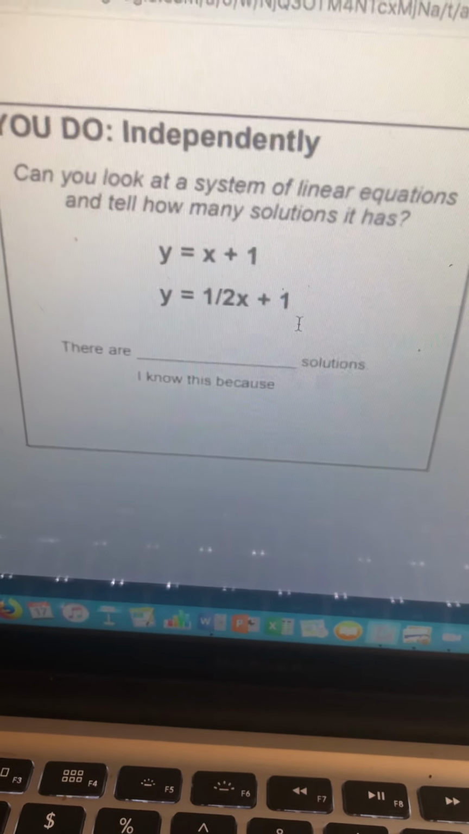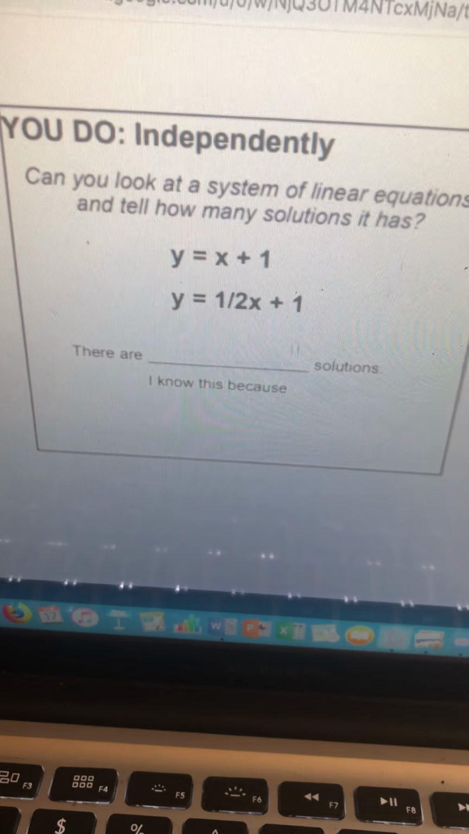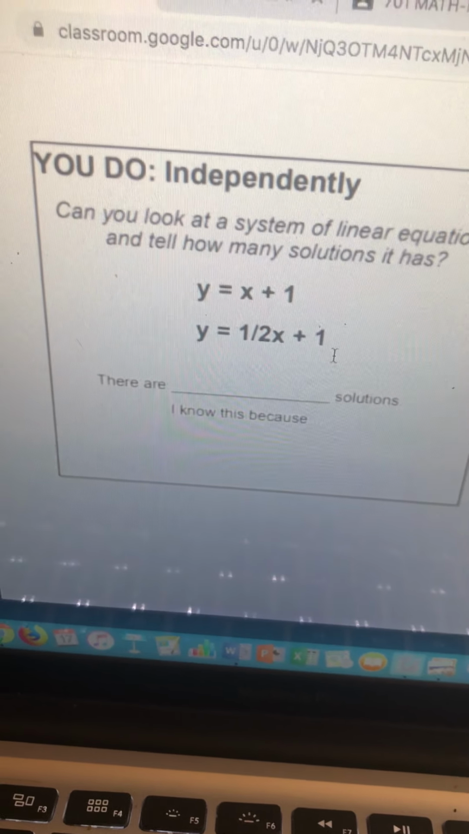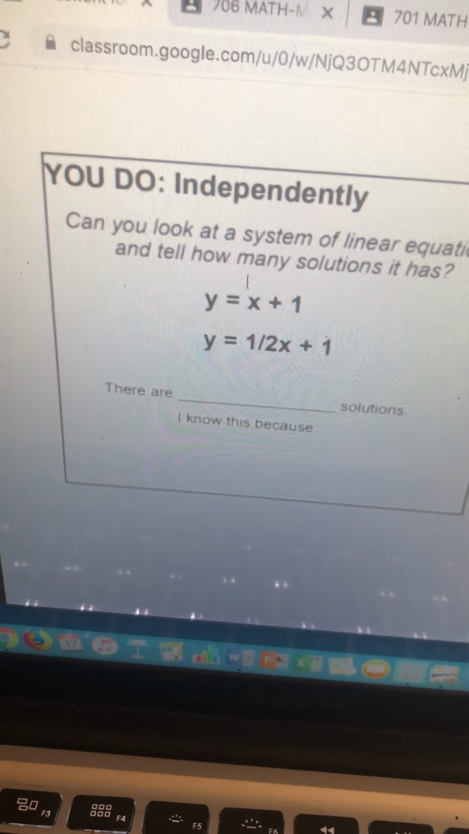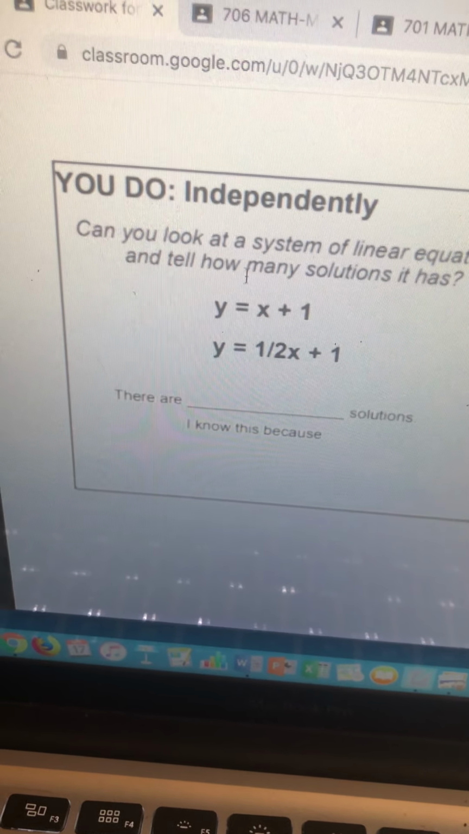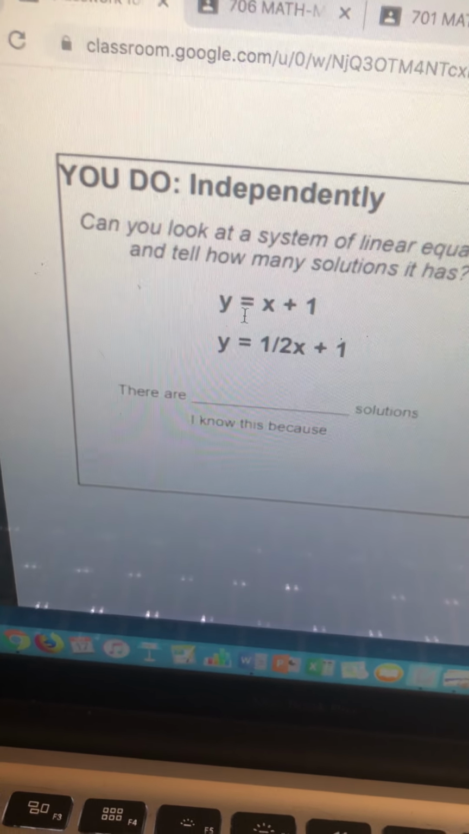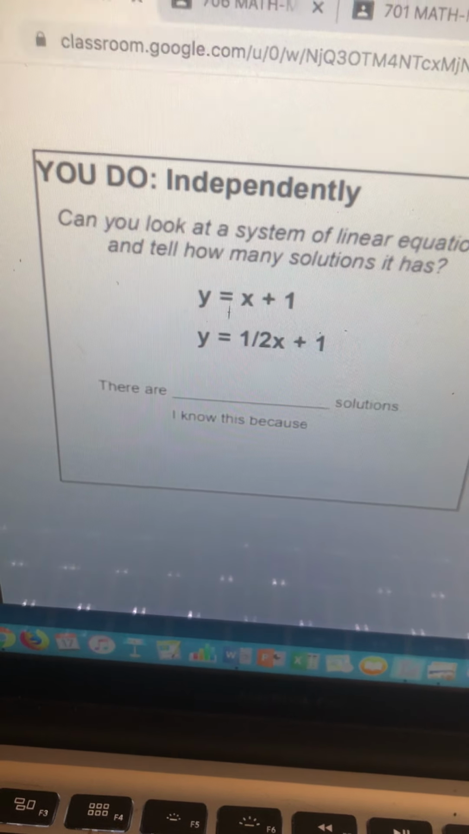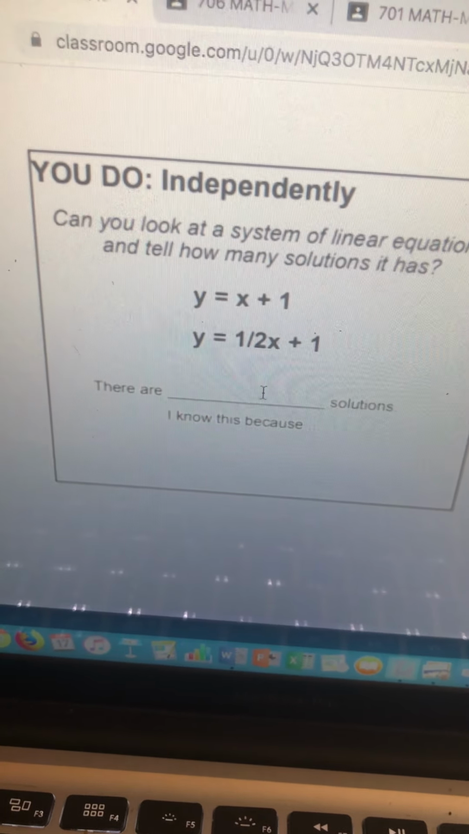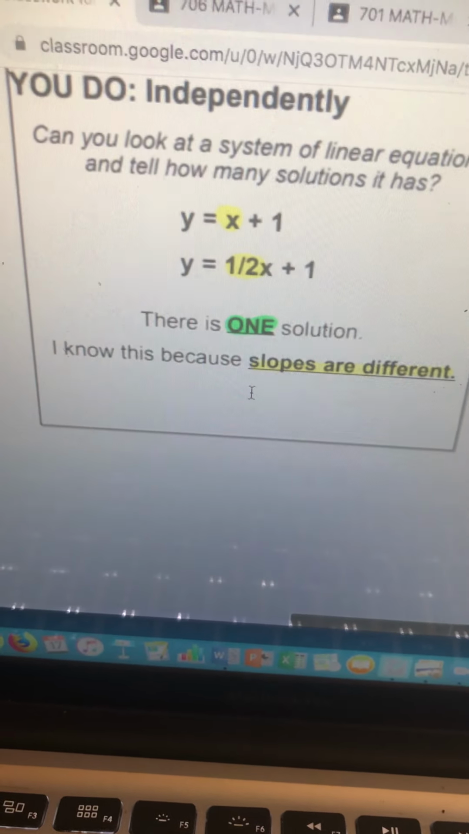Okay, here's another. Both equations are simplified, so we look at our slopes. There's no coefficient in front of x, but I know that there's always a 1 there if there's no number. So that gives us our answer right there. Our slopes are different, so that means we have one solution. These lines would intersect at one point.